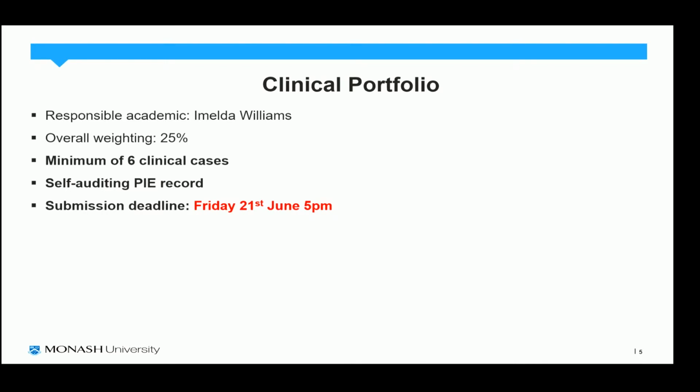So for the clinical portfolio, there will be 2 sections to it. You need to submit a minimum of 6 clinical cases, and then the second one is to provide a self-auditing of the preliminary image evaluation record, and the submission deadline for that is the 21st of June.